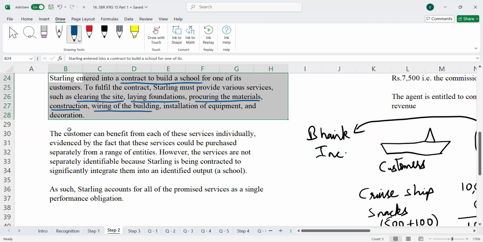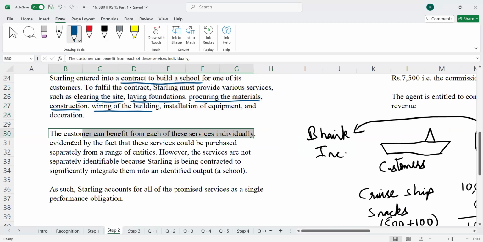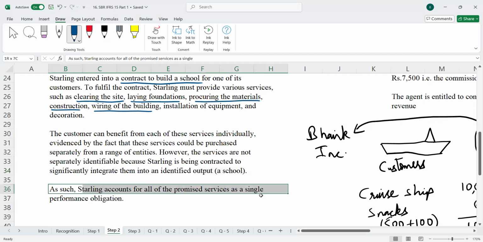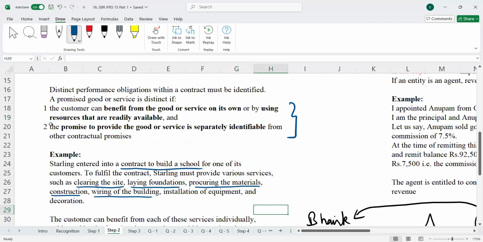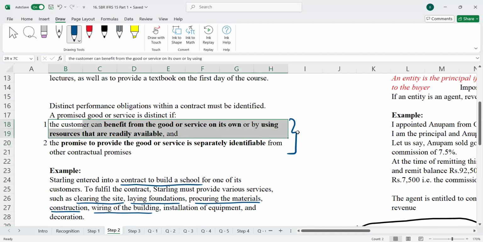Now, the customer can benefit from each of these services individually, evidenced by the fact that these services could be purchased separately from a range of entities. However, the services are not separately identifiable because Starling is being contracted to significantly integrate them into an identified output. See, the contract is for the integrated output, not for the individual services. As such, Starling accounts for all the promised services as a single performance obligation. So what you have to check is, first, if the customer can benefit from the goods or services on its own or by using resources that are readily available. And second, whether the promise to provide the goods or services is separately identifiable. Understood?